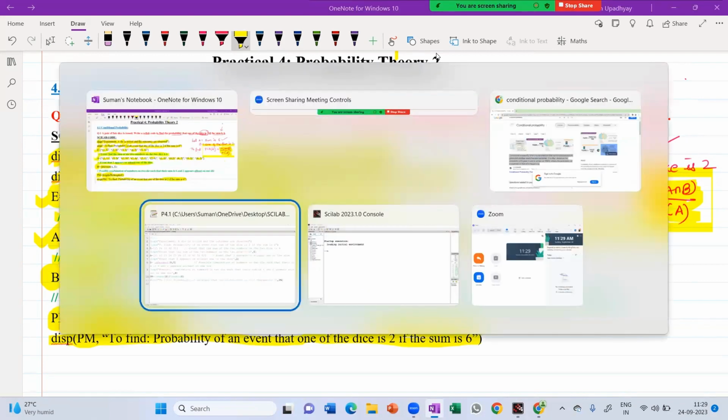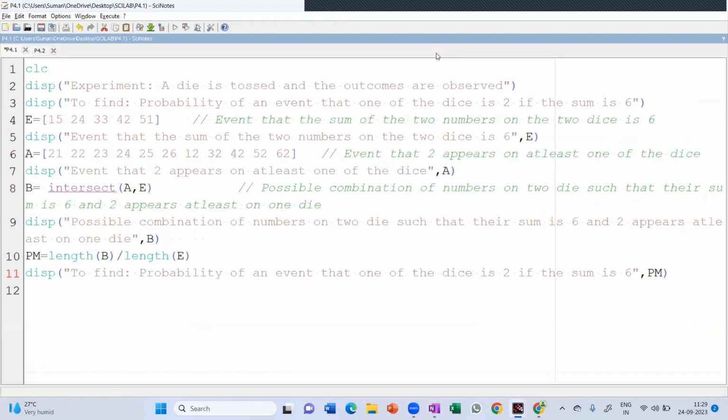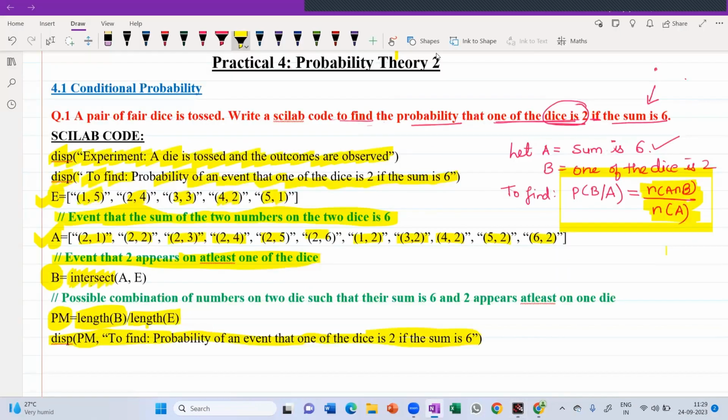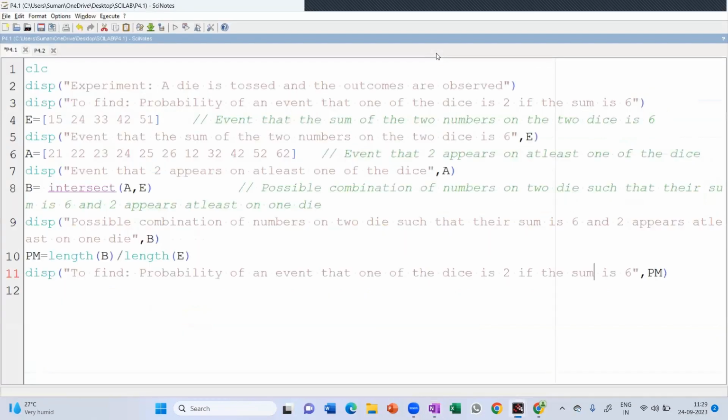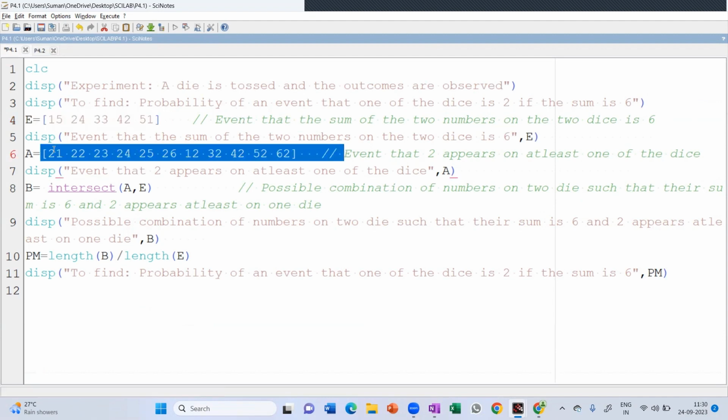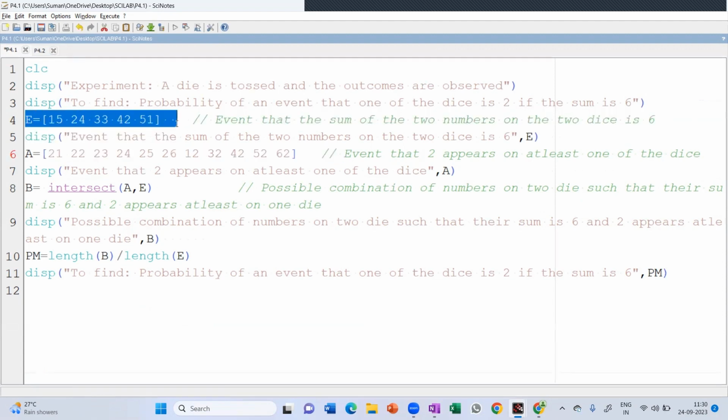So here I have modified the code, but everything will remain the same. Instead of writing 1, 5 in brackets, I will write 15. So in 15, it is understood that the first dice is 1, and on the second dice we are getting 5. As you can see over here. So that Scilab can understand what values are stored in the variables E and A, and accordingly it will count and give us the output. This is the only correction which I have made to get the output, and the rest will be as it is. And also I'm displaying what values are stored in the variable E.